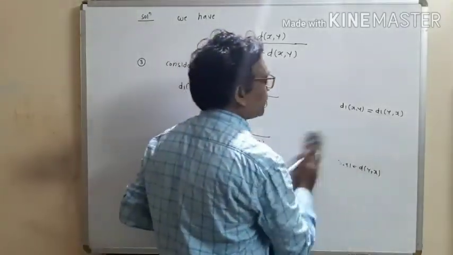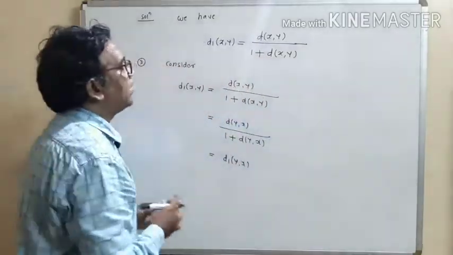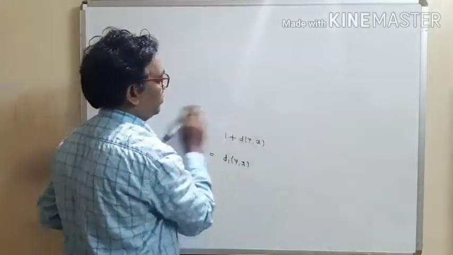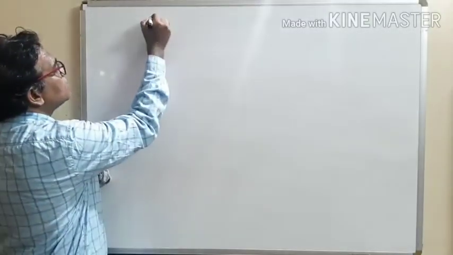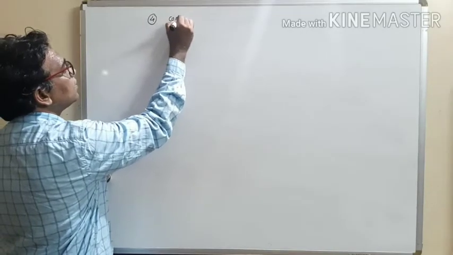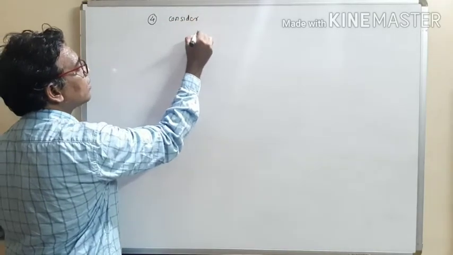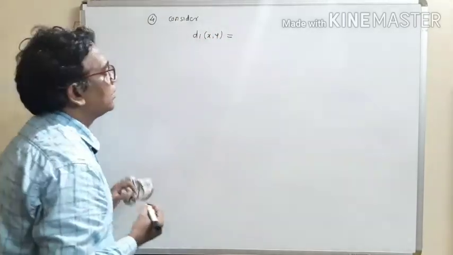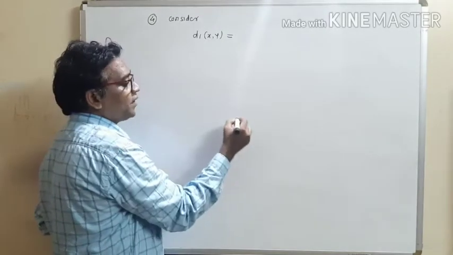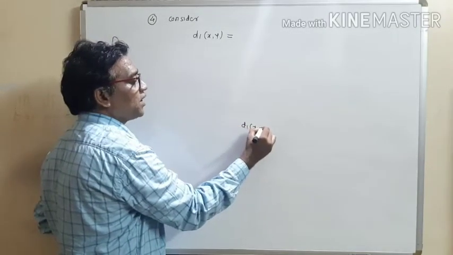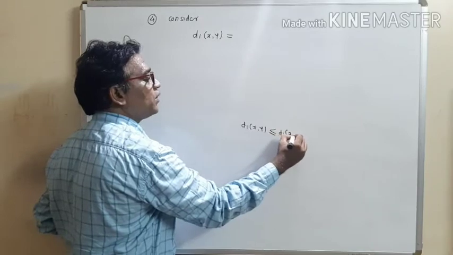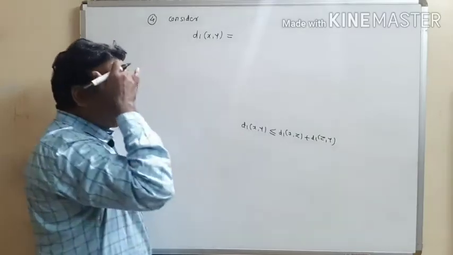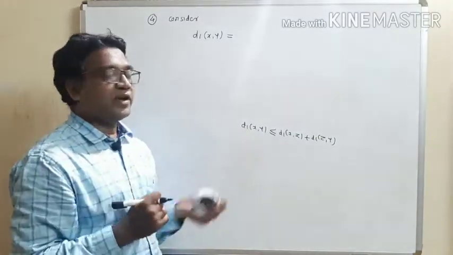Now let us prove the fourth property. It is the triangle inequality property. So write down number 4. This is the fourth property. Consider d1(x,y). Show that d1(x,y) is less than or equal to d1(x,z) plus d1(z,y). Let us prove this fourth property. It is called the triangle inequality property.